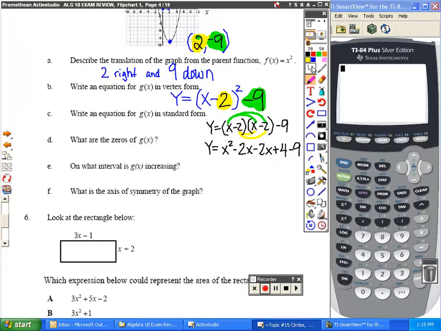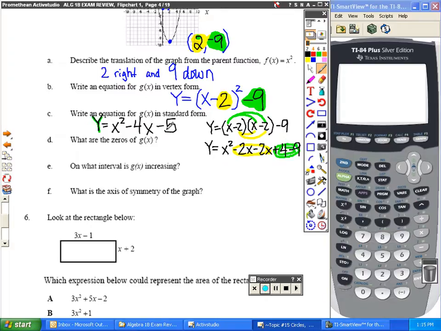Okay, I can put a few of these things together. I can put these guys together, and I should be able to put these guys together. So my final answer is y equals x squared minus 4x minus 5.